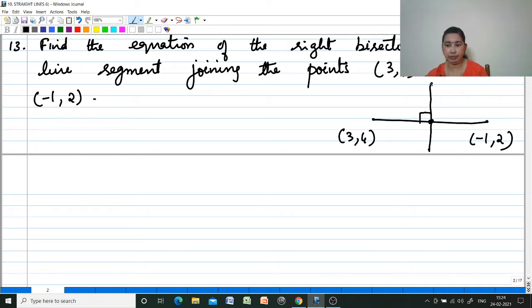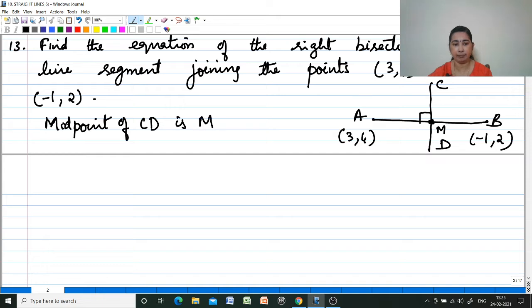So we have to find out the equation of this. Let this be A and B and this is C and D. So we are supposed to find out the equation of CD. For that, first we can find out the midpoint. Let the midpoint be M. So what is the midpoint of CD?